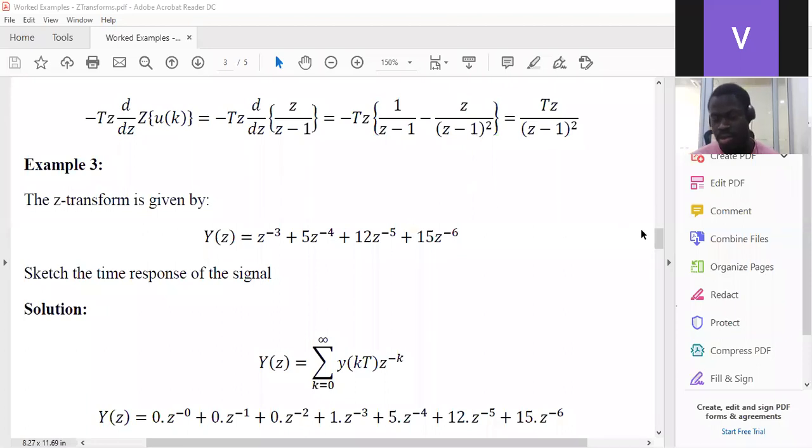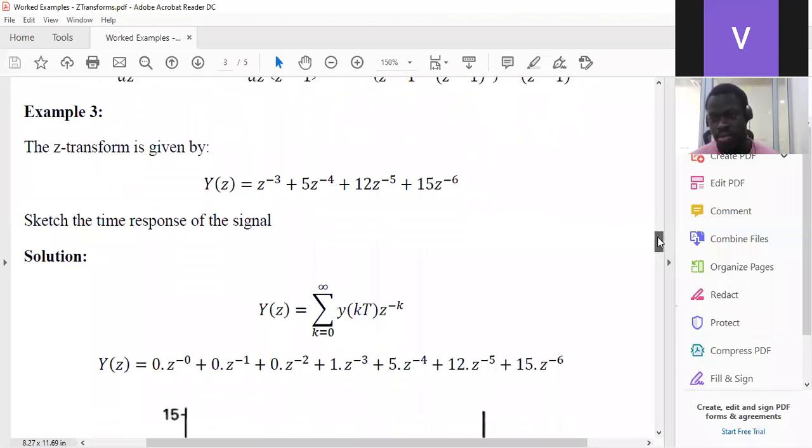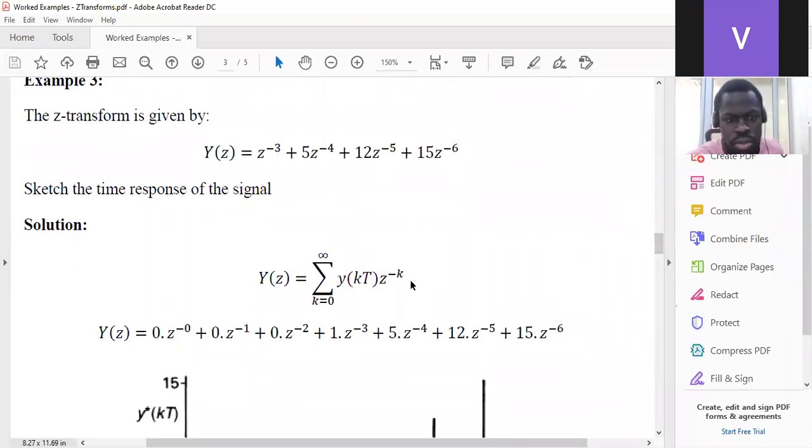So let's just move on. Example 3 is the Z transform is given by this, and you are asked to sketch the time response of the signal. That's the question. Remember the definition of the Z transform: you are summing from 0 to infinity the signal, which is in the time domain, multiplied by z to the power minus k. But in this case, I'm representing the signal.